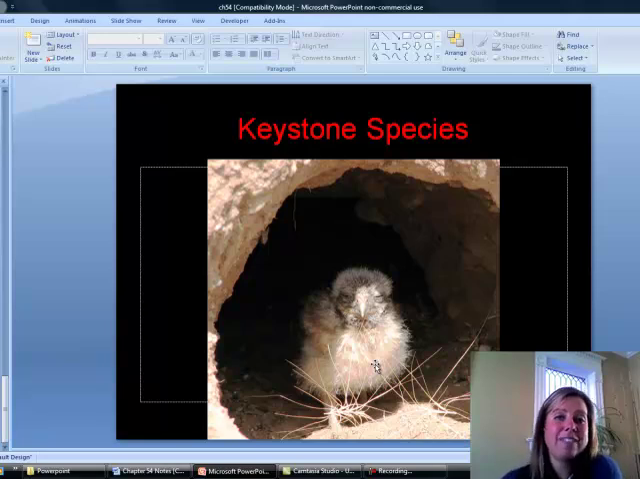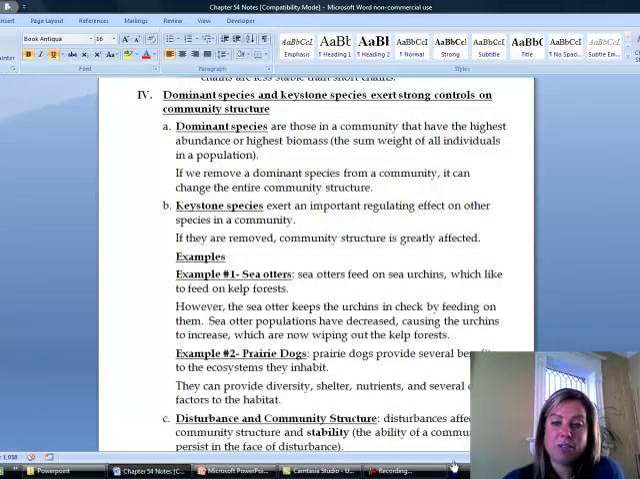And burrowing owls obviously like to live in burrows under the ground, but they really don't like to dig their own burrows. So they kind of depend on the prairie dogs to abandon some of their tunnels, and then the burrowing owls use those. So you can see all those different organisms are connected to that prairie dog. And so when you lose that, everything can get out of whack. Okay, so that's going to be dominant species and keystone species.